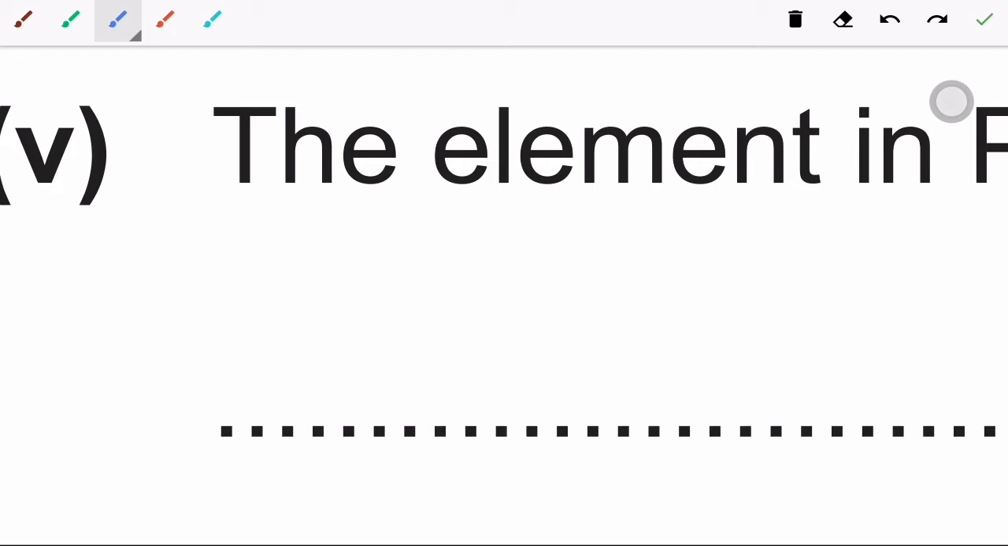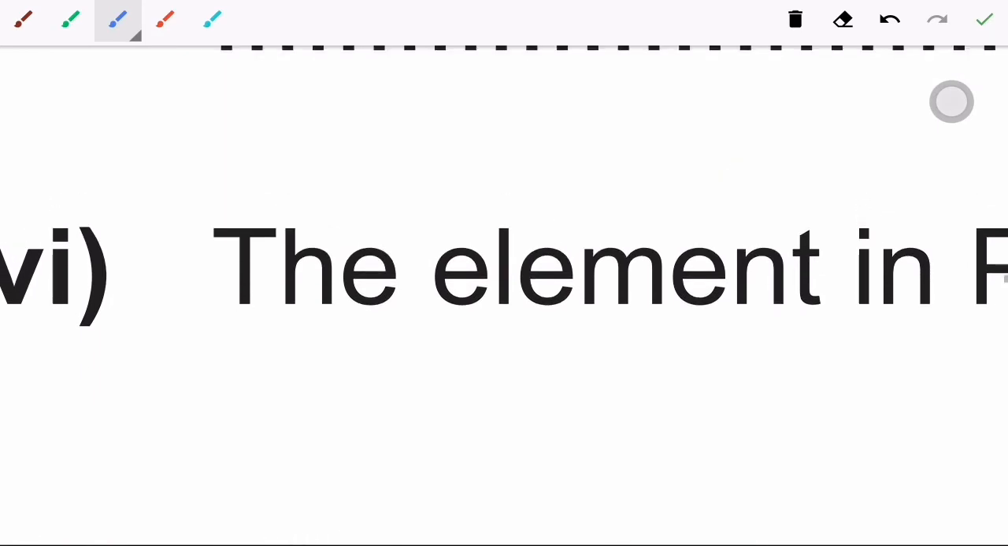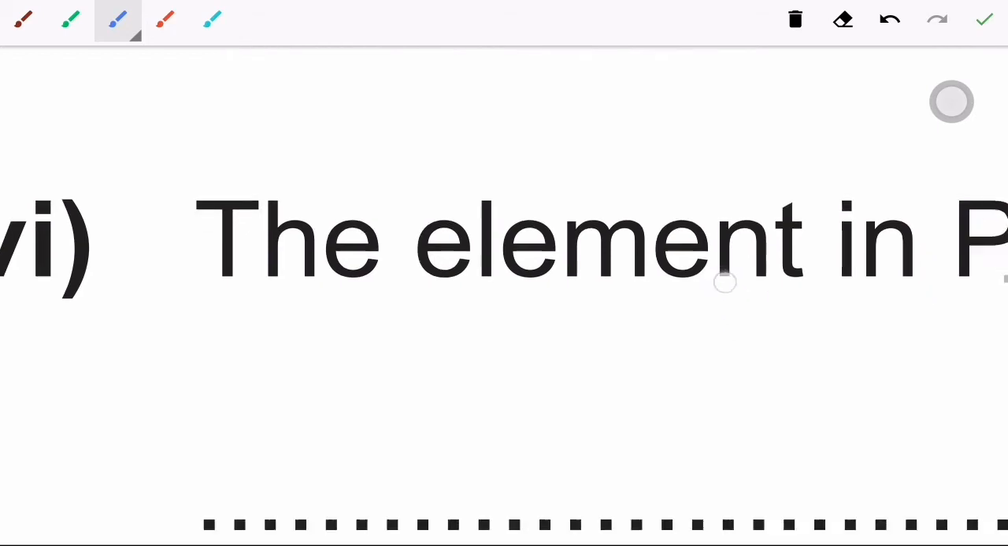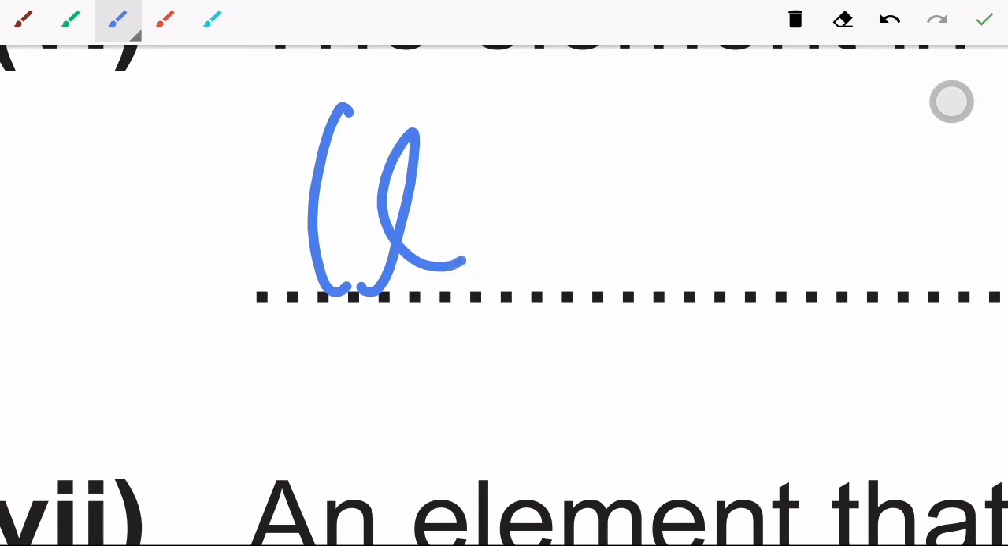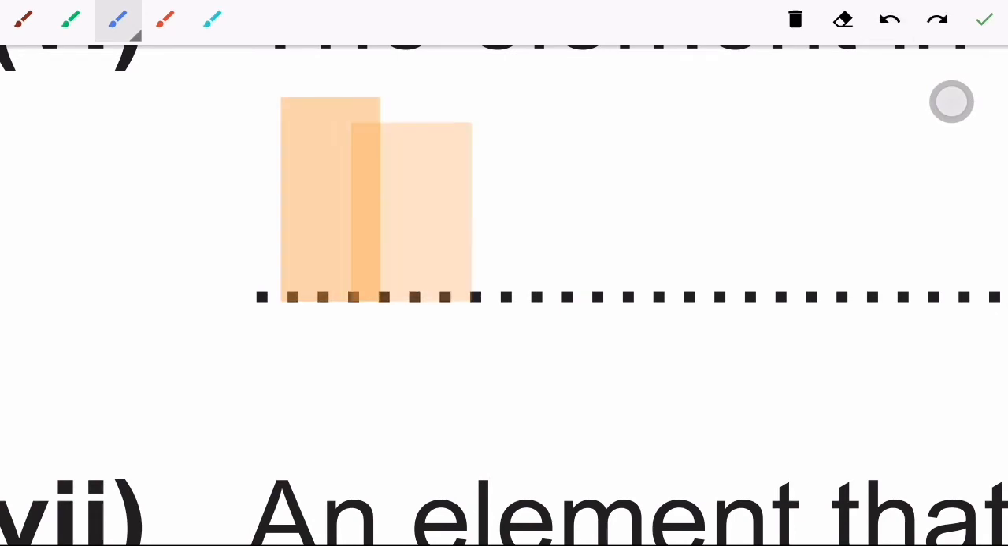The element in period 3 that has the highest melting point, that would be silicon, isn't it? Or you can say phosphorus. The element that reacts with water to give a solution that can behave as an oxidizing agent. To behave as an oxidizing agent, it has to be one of the more powerful halogens. You can just say Cl. This is the last one, which is Cl.